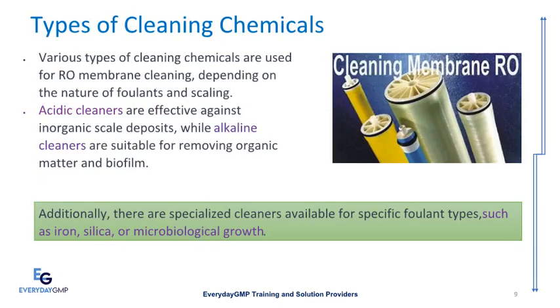Types of cleaning chemicals. Various types of cleaning chemicals are used for RO membrane cleaning, depending on the nature of foulants and scaling. Acidic cleaners are effective against inorganic scale deposits, while alkaline cleaners are suitable for removing organic matter and biofilm. Additionally, there are specialized cleaners available for specific foulant types, such as iron, silica, or microbiological growth.